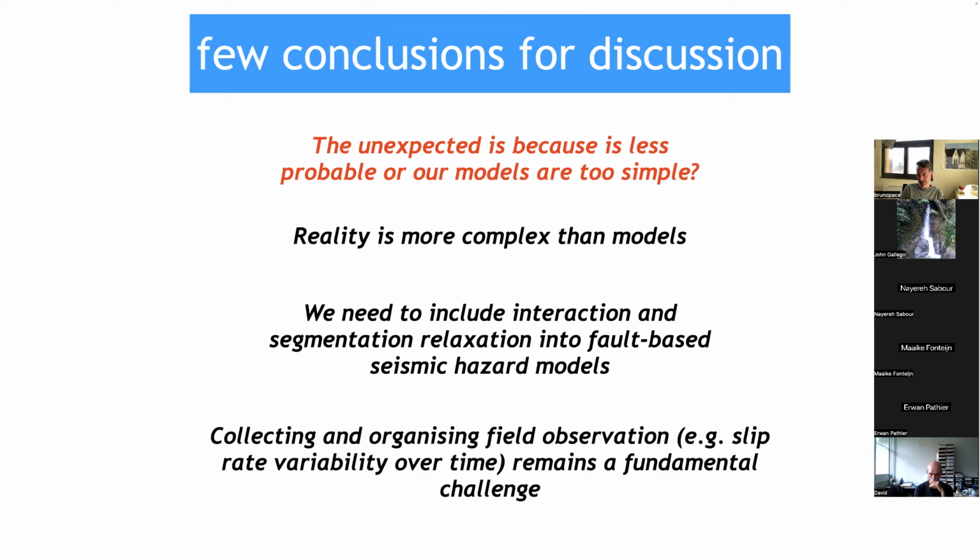For sure, reality is more complex than models. So by definition our models are wrong, but it's the best we can do, and it's something that can help us to manage what will happen and to design our buildings and our structures in the best way possible. For sure, we need to include interaction and segmentation relaxation in the basic seismic hazard models, and different approaches that will arrive also from this third project can help us in this way.